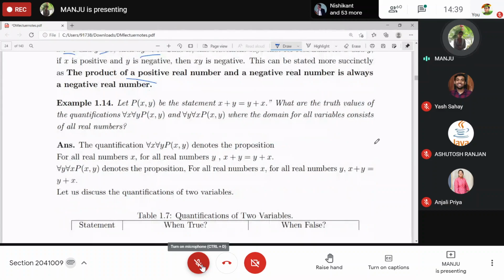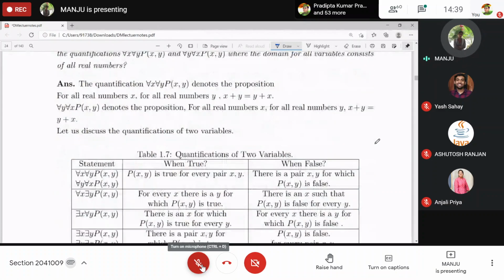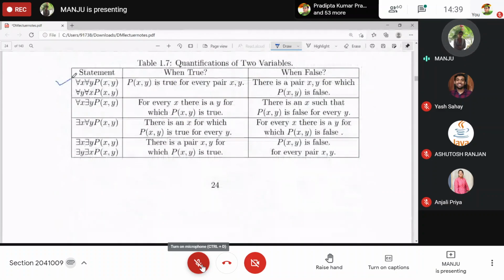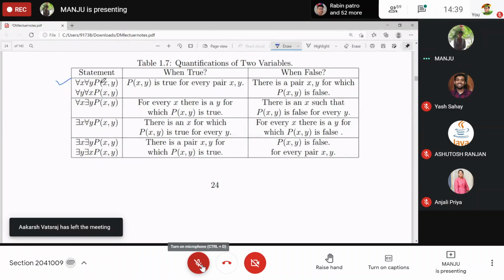We can talk about the truth values of this one after quantifications. That is, for all x, for all y; for all y, for all x; for all x, there exists y; there exists x, for all y, pxy; there exists x, there exists y; there exists y, there exists x, pxy. So this one will be true if pxy is true for every pair of x and y.